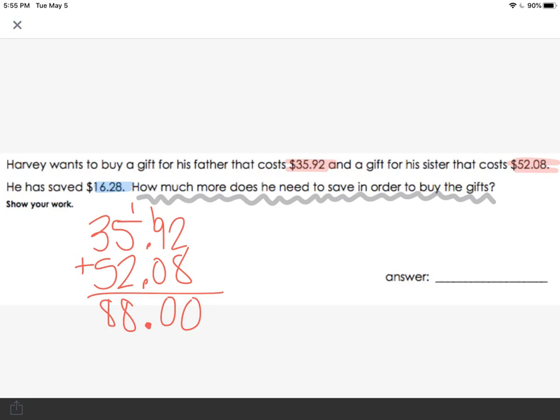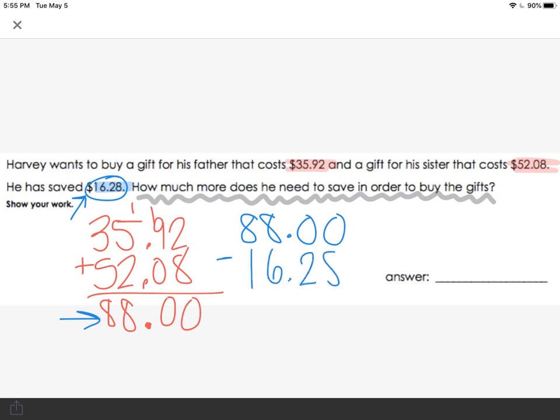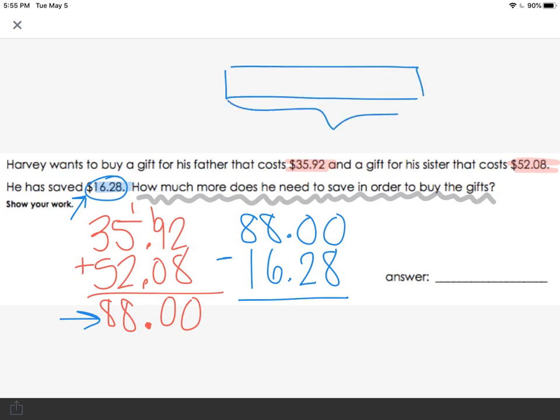So far we know how much he has saved is $16.28. So we need to find the difference between what he needs and what he has. So we're going to be finding the difference between 88 and $16.28. To find a difference, I know I'm always going to subtract. So I'm going to do $88.00 minus $16.28. Because if he needs $88 total, he already has 16 of them. He just needs to figure out how much this part of the bar is going to be worth.